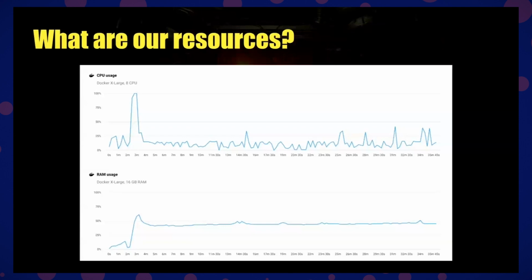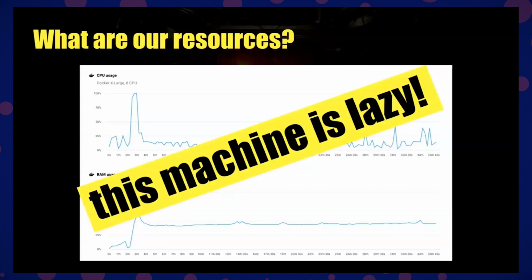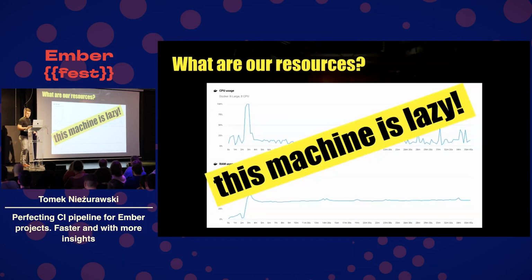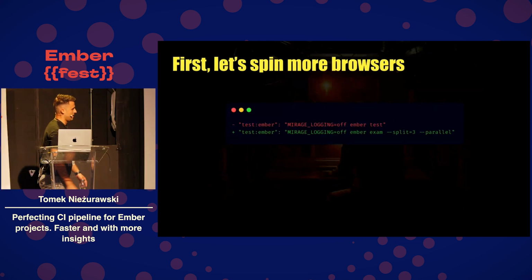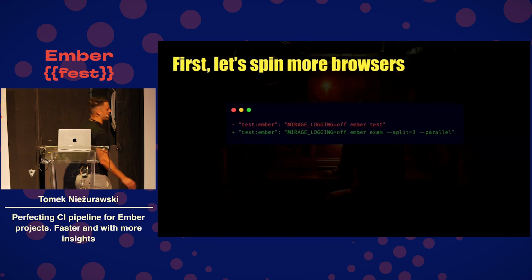And we can also see the CPU. It's a lazy thing, I would say. Maybe 10, 15% average. We have a spike to 100%, but in general, this is a lazy machine. It does something, but yeah. So first, let's spin more browsers. We use our lovely Ember Exam, split into 3, and run in parallel.